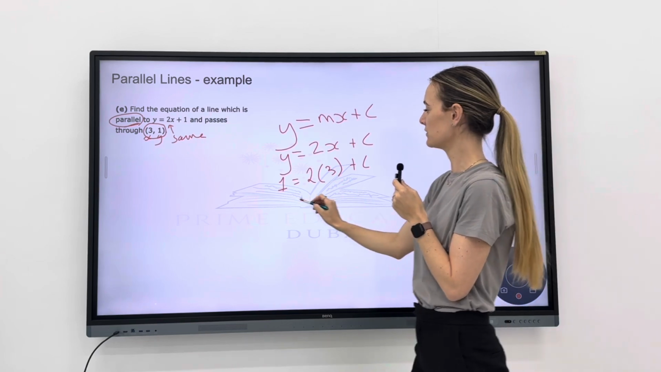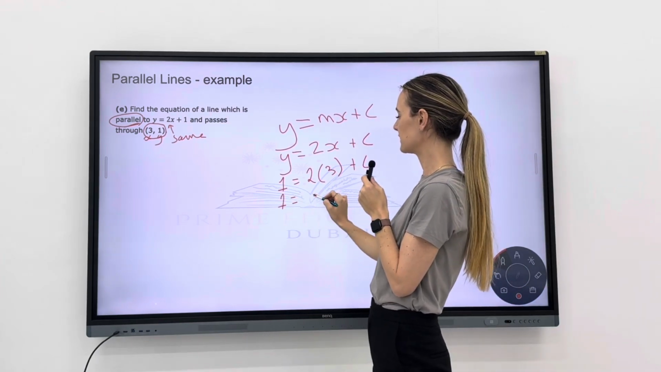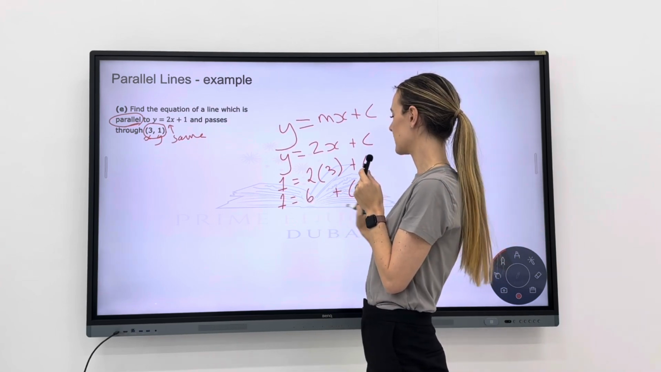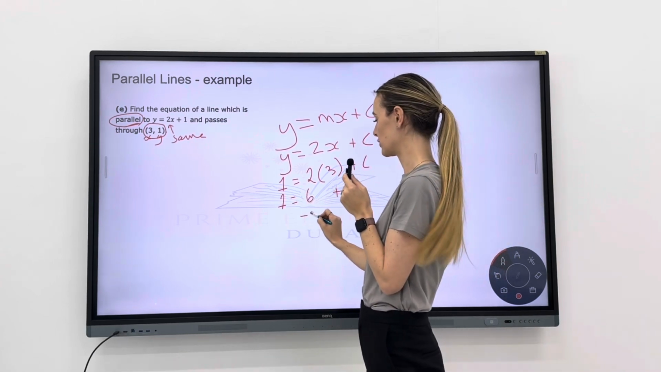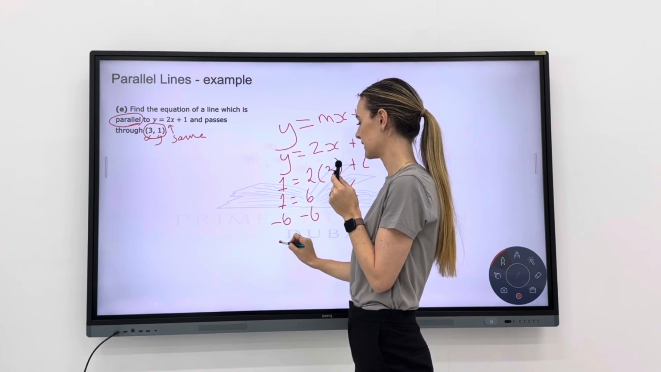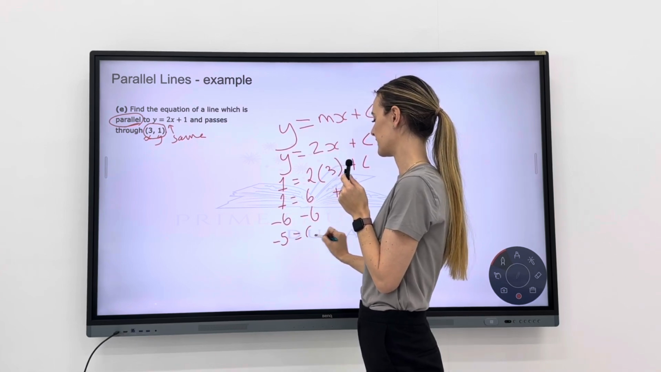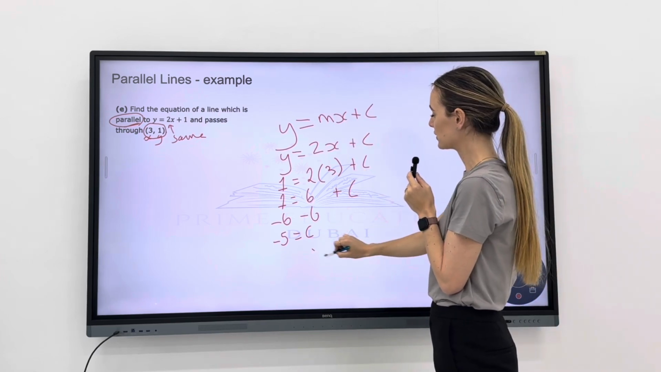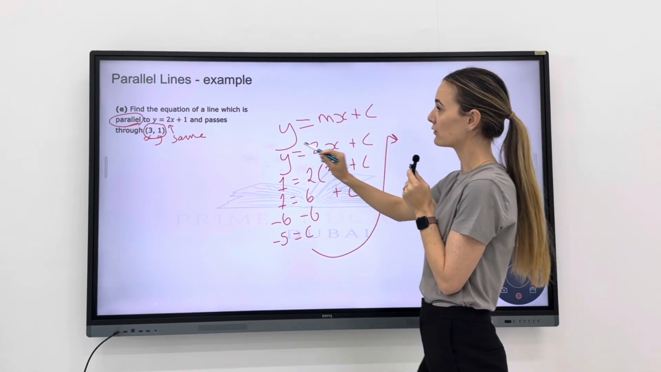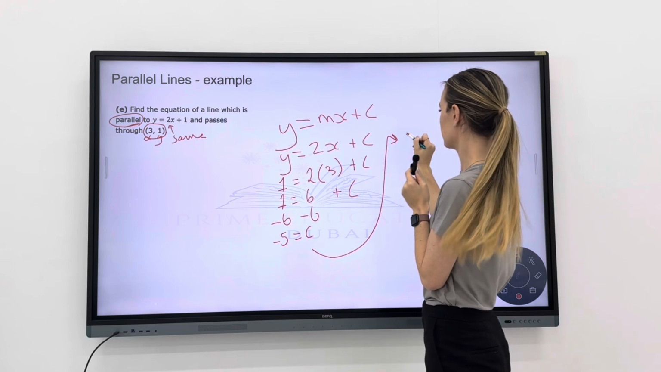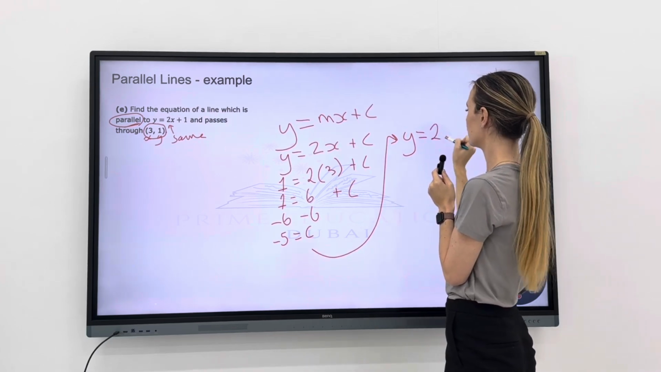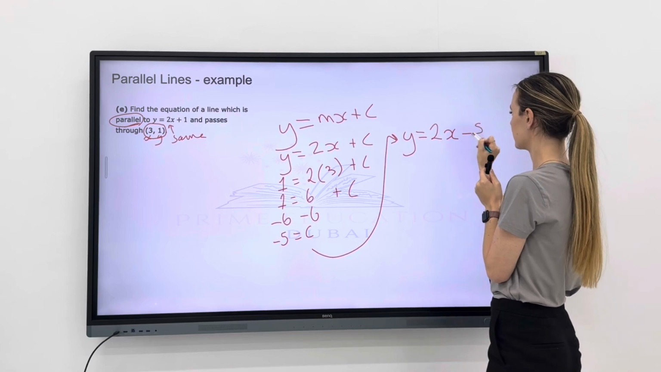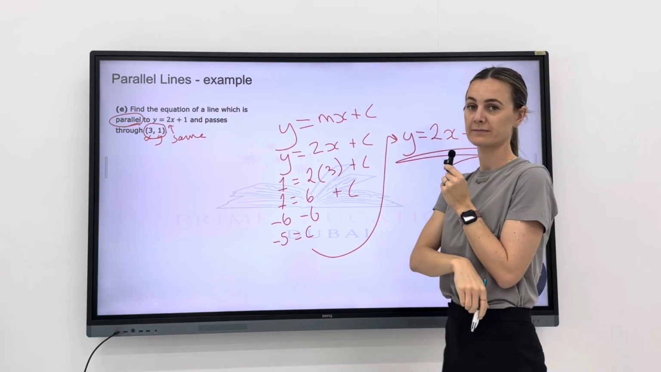The last thing I'm going to do is simplify it. So 2 times 3 is 6 plus c. Then I am trying to solve what c is, so subtract 6 from both sides, and we get -5 equals c. What is the last step we need to do? I need to make sure I actually answer the question and write the equation of the line. So y equals 2x, because they have the same gradient, and my c is -5. And that's it.